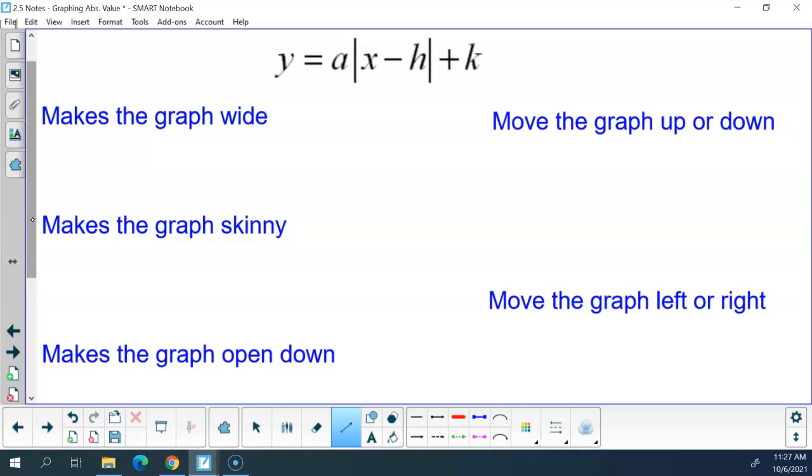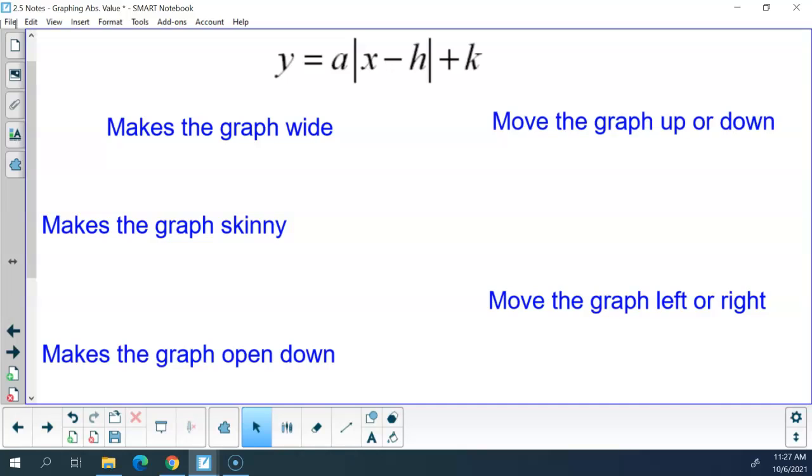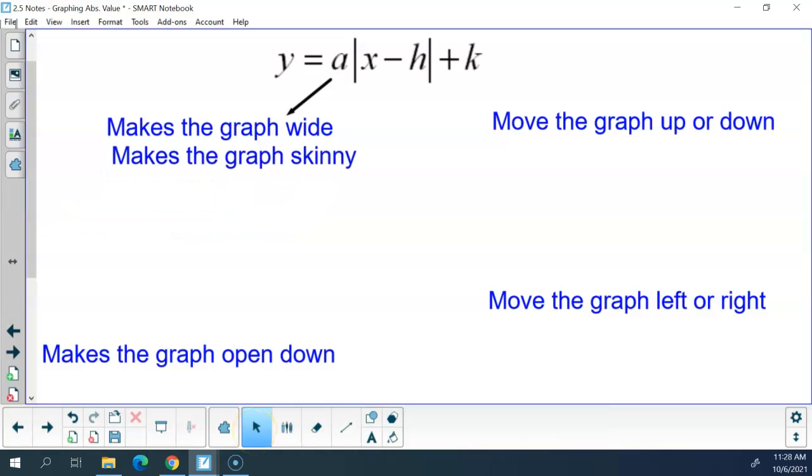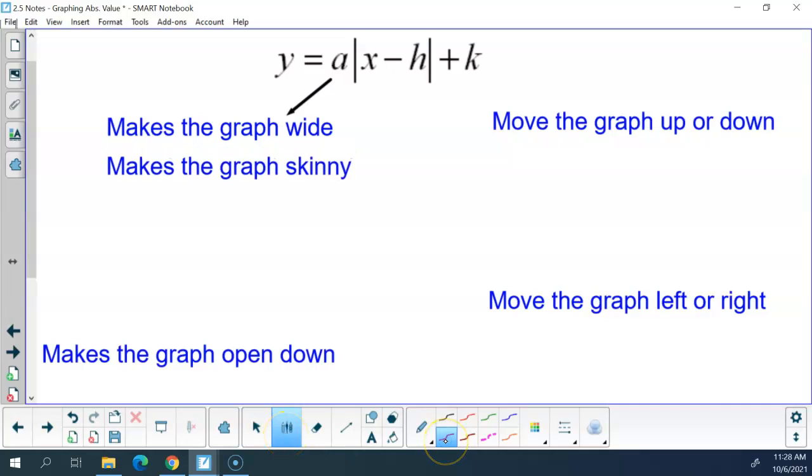Now, this is nice because all of these things are told to you by that. Okay? So A will tell you if the graph is wide or skinny. If the graph is wide, then the absolute value of A is going to be less than 1. So you would have a fraction there less than 1. So that's either positive or negative, but it would be less than 1. If A is skinny, then that absolute value is going to be bigger than 1. So if you had like 4 there, you'd be a really skinny graph.